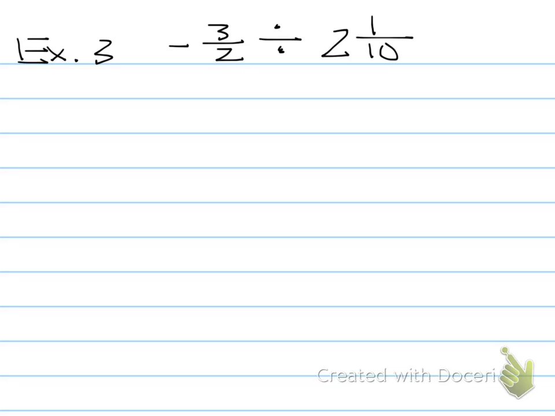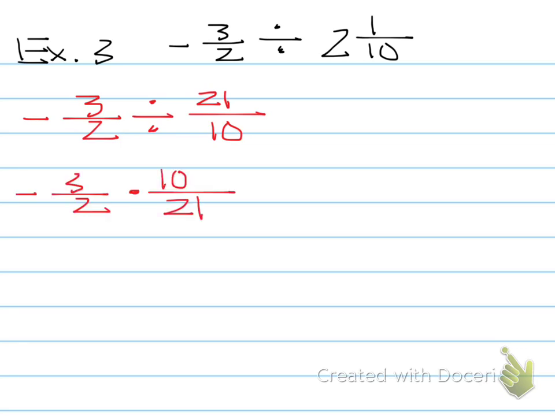Now for dividing, again, we want to start by changing the mixed number to an improper fraction. So 2 times 10 is 20, plus 1 is 21. So 2 1/10 is the same thing as 21 over 10. Now we want to change that division to multiplication and take the reciprocal of the second fraction. So now we've got negative 3 over 2 times 10 over 21. Again, we changed division to multiplication and then took the reciprocal of the second fraction. Now we can cancel anything.